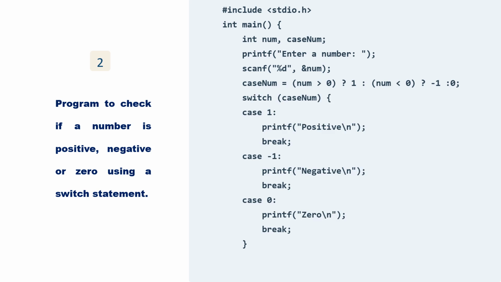The switch statement evaluates casenum. Depending on the value of casenum, one of the three cases is executed. Case 1 prints positive if the number is positive. Case -1 prints negative if the number is negative. Case 0 prints 0 if the number is 0. The break statements terminate the switch block after the correct message is printed, preventing the execution from falling through to the other cases. End the program with return 0 and close curly brace.